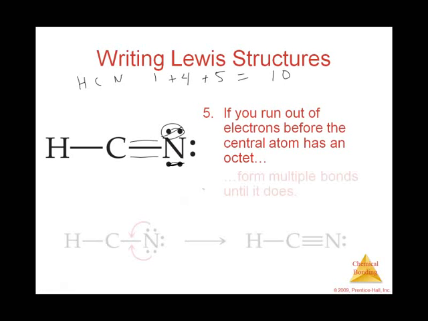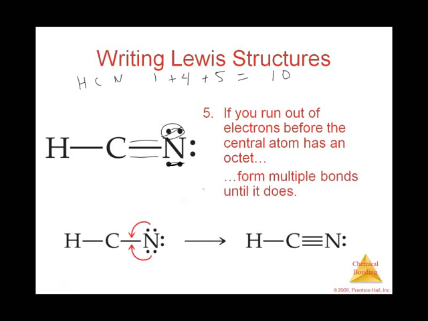Now we've got to form multiple bonds, and when we do that, the thing you've got to keep in mind is there's only 5 elements that will form multiple bonds, and they are known as the CNOPs: carbon, nitrogen, oxygen, phosphorus, and sulfur. The CNOPs. Okay.